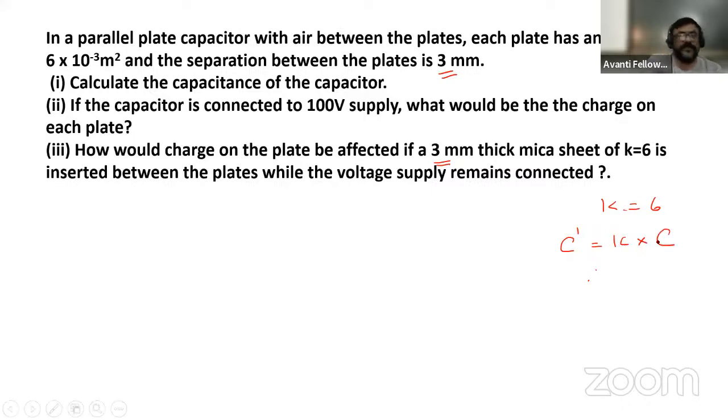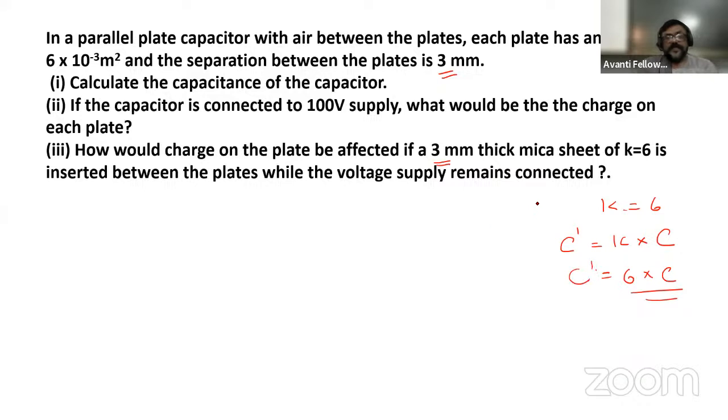You know the relation. When a dielectric is used to fully fill the region between the two plates, the capacitance will become K times. So C dash will be equal to K into C. Since K is 6, the new capacitance will be 6 times. So C dash will be 6C.